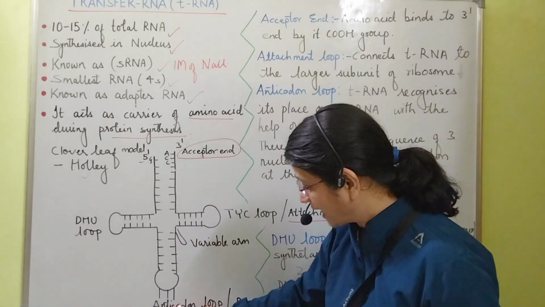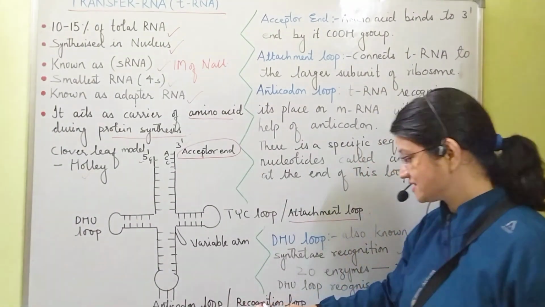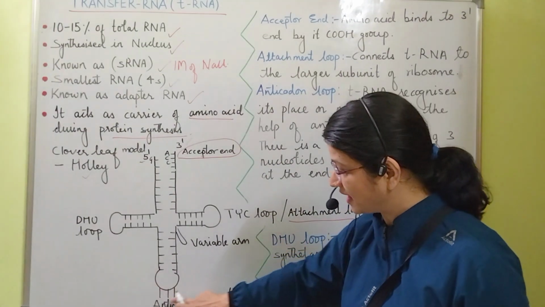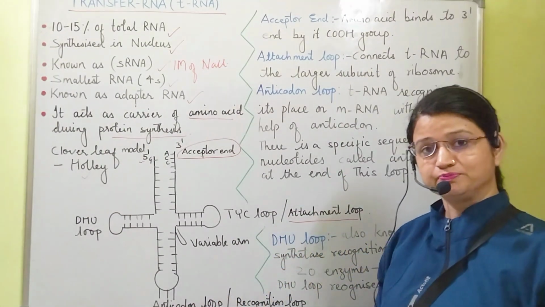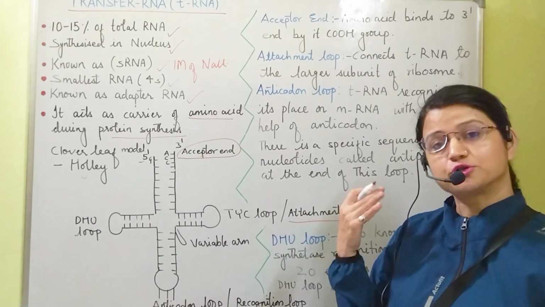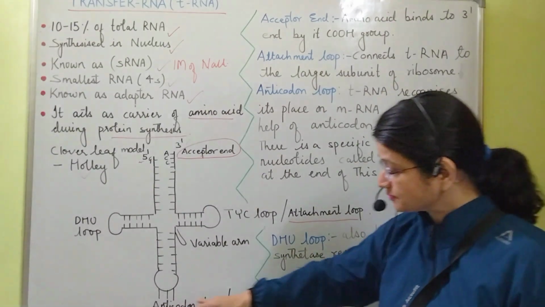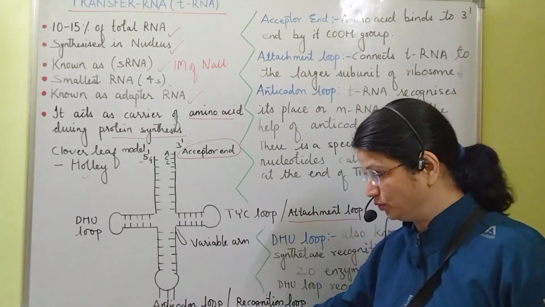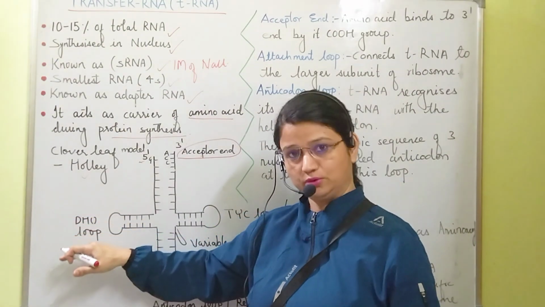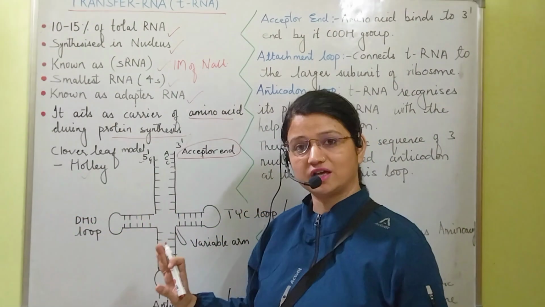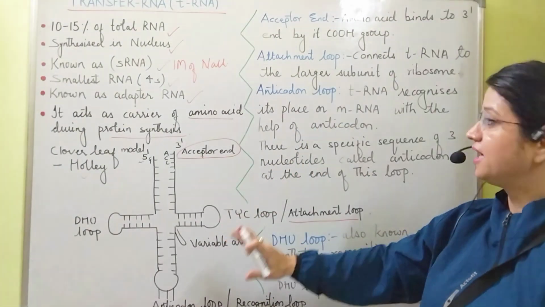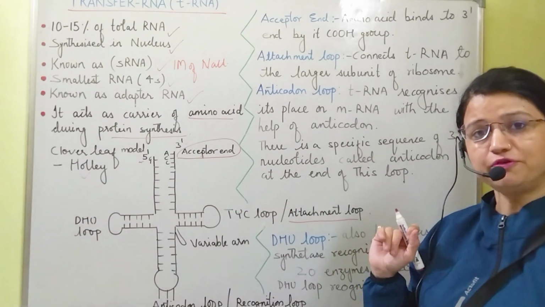This is the anticodon loop, or we can say the recognition loop. We will see its function later on. In my previous topic where I told you about the genetic code, I told you about the codon. So this is the anticodon loop. This loop is known as D loop or DHU loop. Now we will see the function of each loop. So this is the structure and you have to remember it. It is very important from the exam point of view.